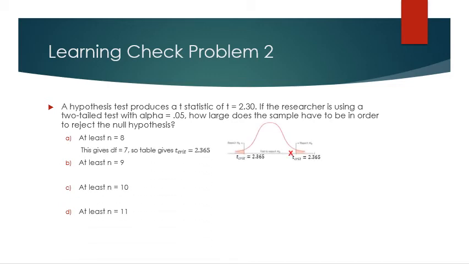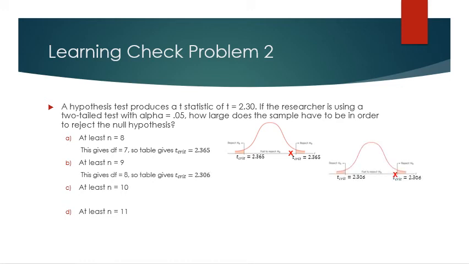Well, let's look at the first one. If n is 8, that means degrees of freedom is 7. And if you look at your table, using two-tail alpha 0.05 for degrees of freedom 7, you get critical values of 2.365. Okay? And if you're told that your test has a t of 2.3, that's what they calculated, put it on the graph, it would not be significant, so you would not reject the null. So the answer would not be A.